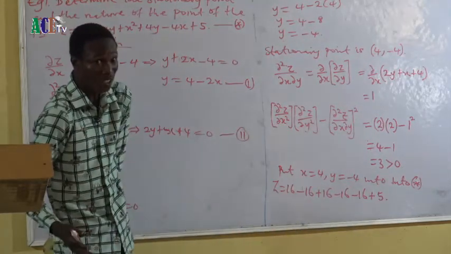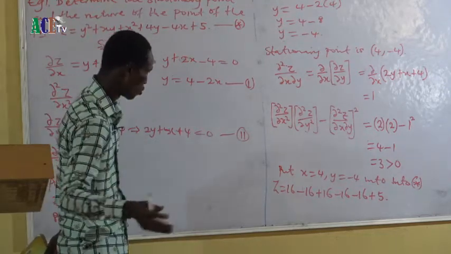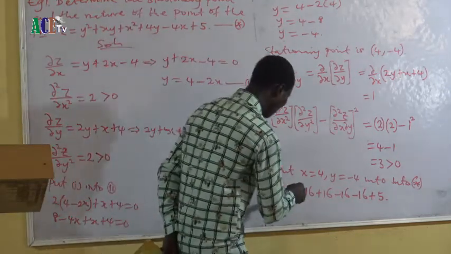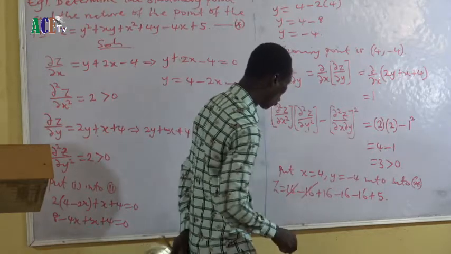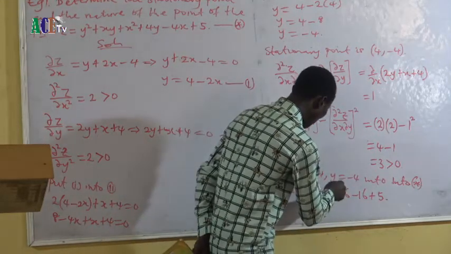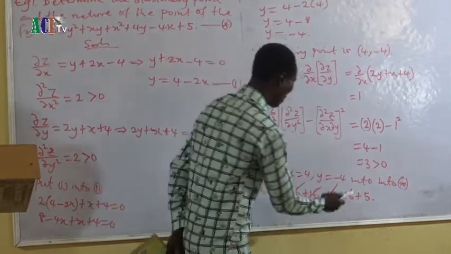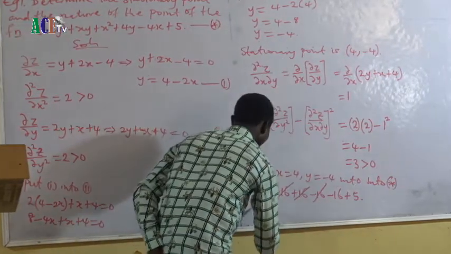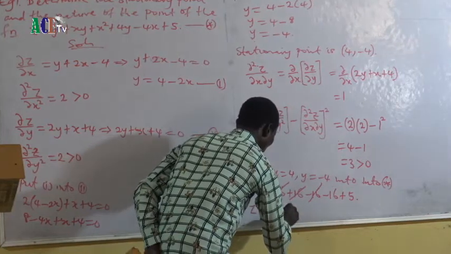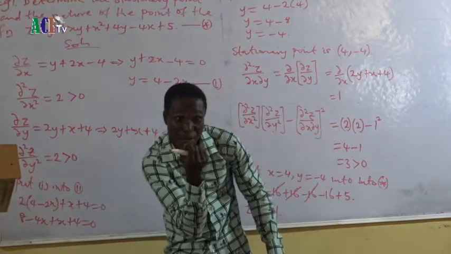It's just substitution. It's in JS1. So maybe you think I should substitute again. This one and this one will go. Then what is minus 16 plus 5? z is equal to minus 11. Can you see? Minimum value.